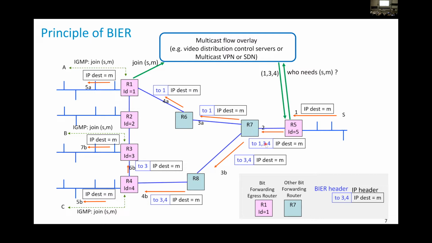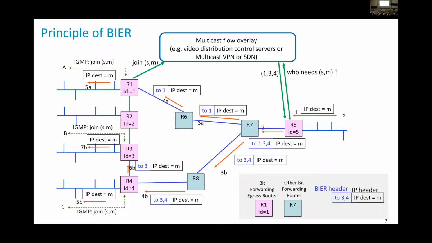And this sequence of BIER numbers is put in a clever form, which we will see in a few more minutes, into an additional header. So before the IP address, we add a BIER header that says essentially this packet should go to routers 1, 3, 4. This is put by router R5. Now, what will router R5 do?